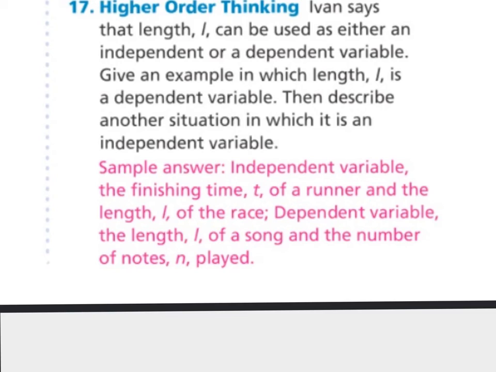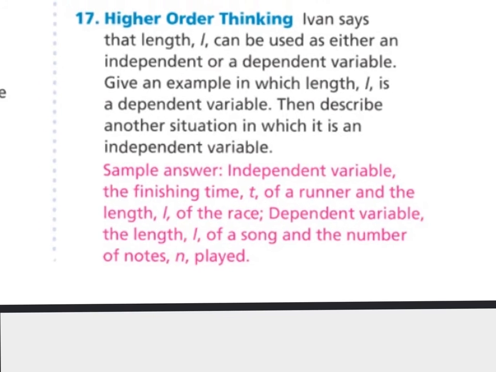Different situation. Dependent variable is the length of a song and the number of notes played. So in this case, the length of the song depends on how many notes were played for the song.